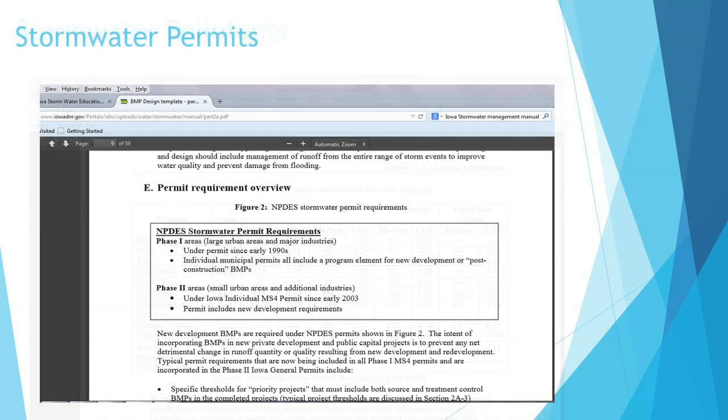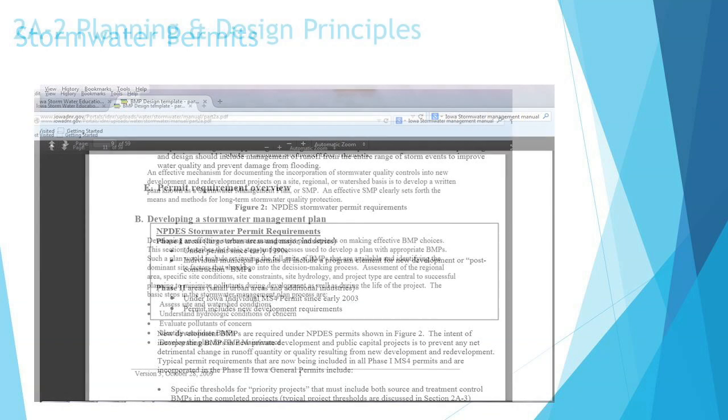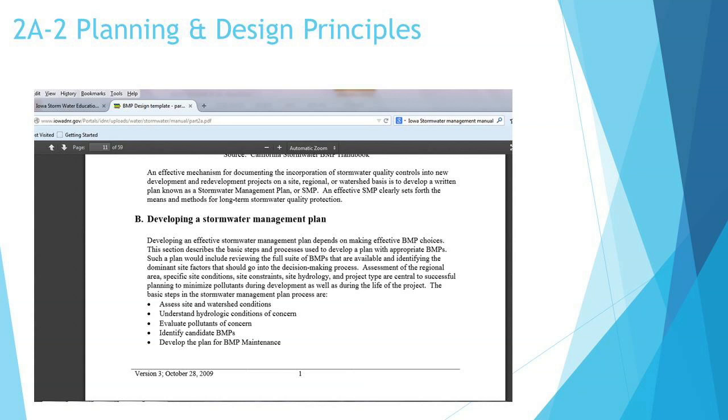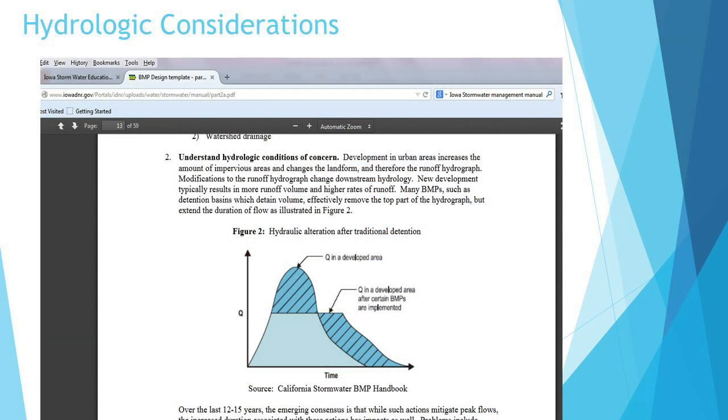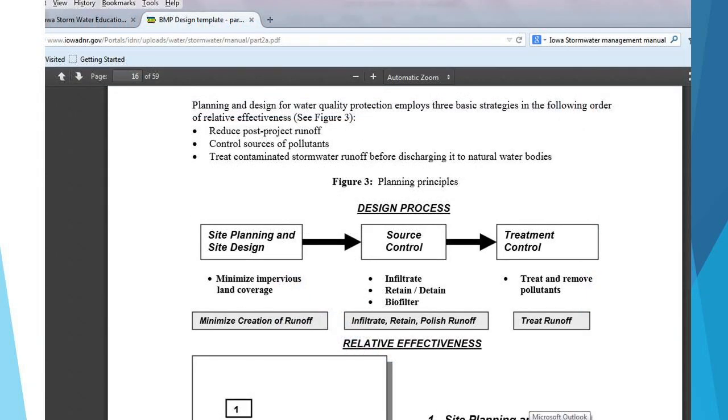So there's background information on the permits that are required. Developing a stormwater management plan, that should be a starting point for every city, is to have a stormwater management plan on how you're going to address the management of stormwater in your community. What are going to be your policies and your ordinances as well? We get into looking at the alteration of stormwater and what we're doing with stormwater, what happens with stormwater when we detain it and using past detention practices. Get into some site planning.